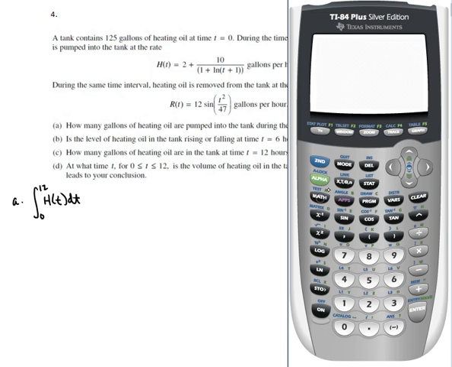I'm going to go back out, math, up arrow, going down to fnint, vars, yvars, function, y1, comma, x is my variable of integration from 0 to 12, and that gives me 70.571. And that's the amount of oil that has been pumped into the tank over the 12 hours. Now, oil is also leaving the tank, and there was some oil in the tank when we began, so that's not the amount of oil in the tank at the end of 12 hours, but the total amount that has been pumped in over that time.